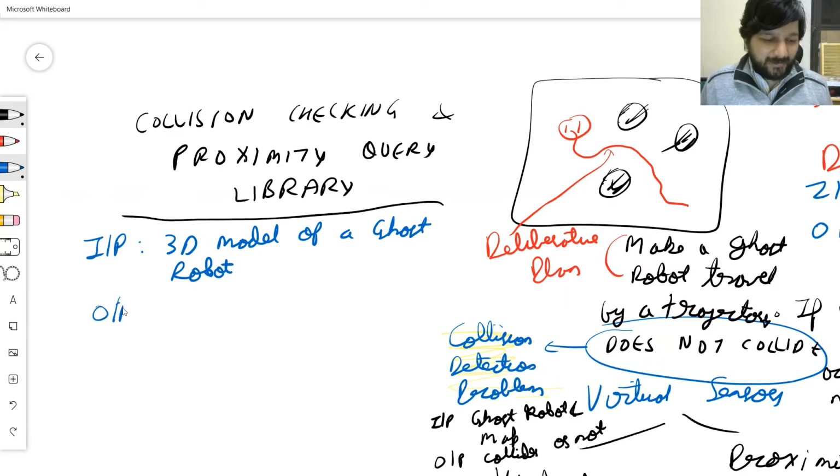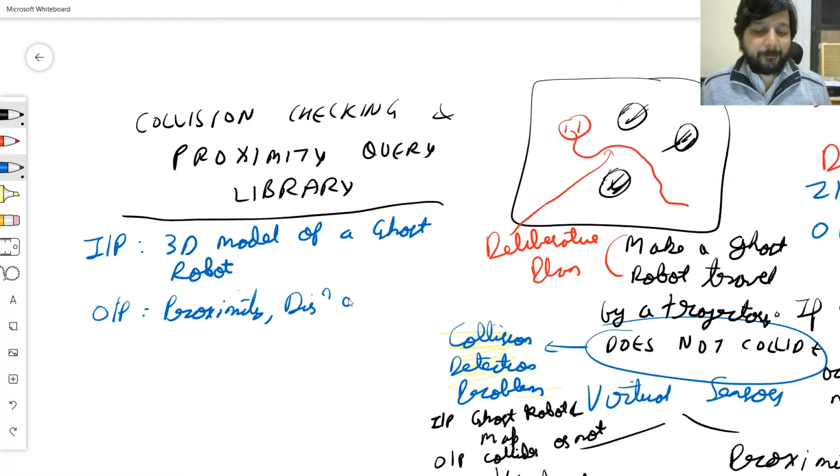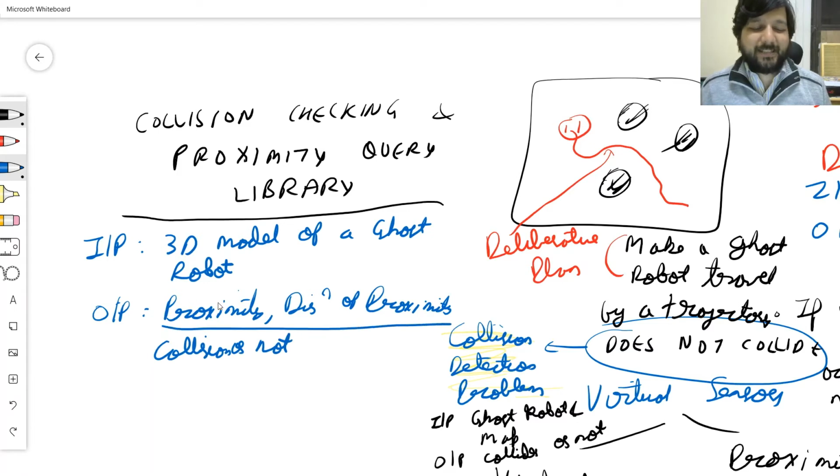So the output is proximity, direction of proximity, and collision or not. So basically only this is the output, and if the proximity distance is negative, that means there's an overlap. So that's an interesting problem.